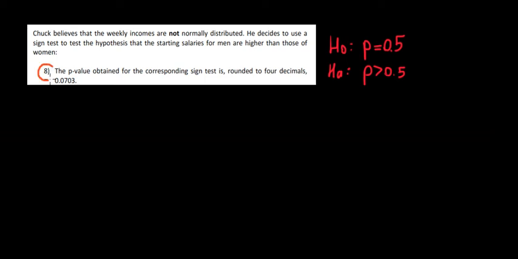Let's have a look at question 8 in this video. So what if the weekly incomes of the salespeople are not normally distributed? We're going to use a sign test to test the hypothesis that there is a difference between the starting salaries for men and women. The p-value for this test is going to be 0.07, true or false.